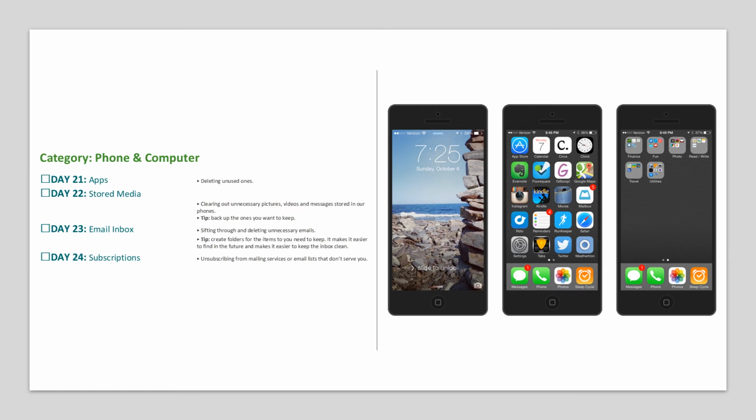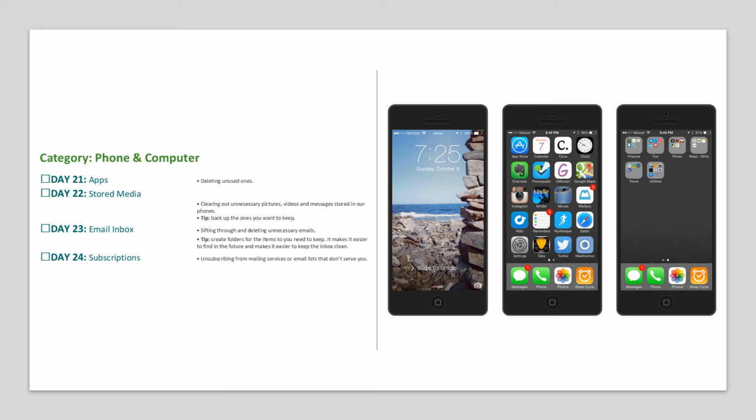The next category is phone and computer. It starts on day 21 and ends on day 24, from apps, stored media, email inbox, to subscriptions. We keep getting loads and loads of subscriptions which we don't need, which don't serve us. So you can get rid of them. You can unsubscribe from such emails, definitely.